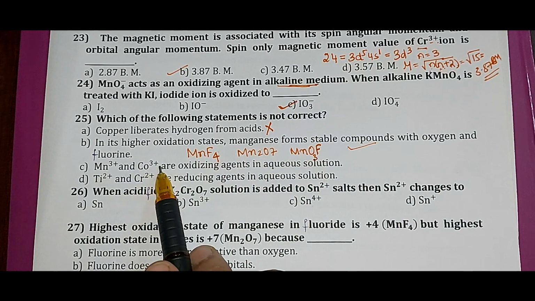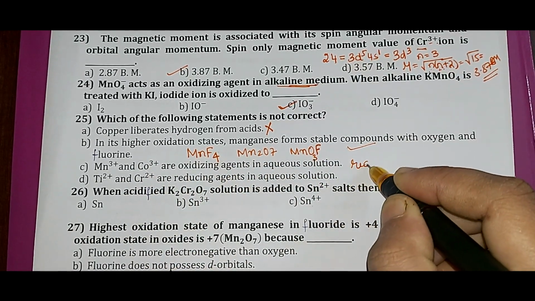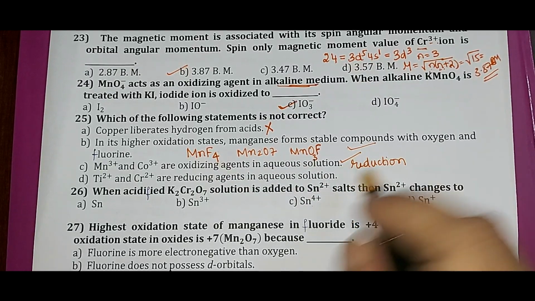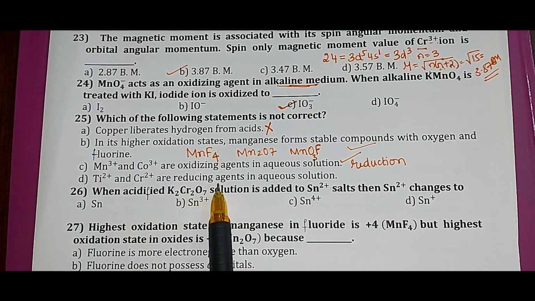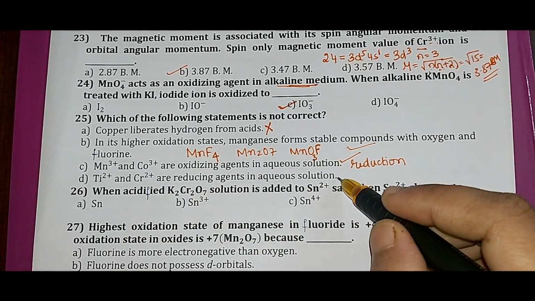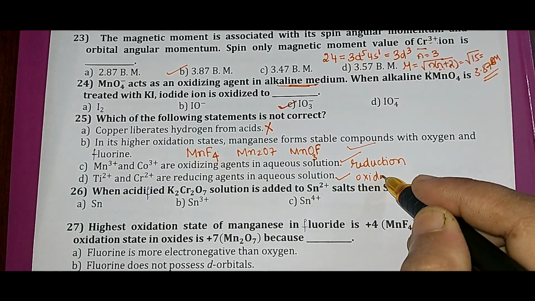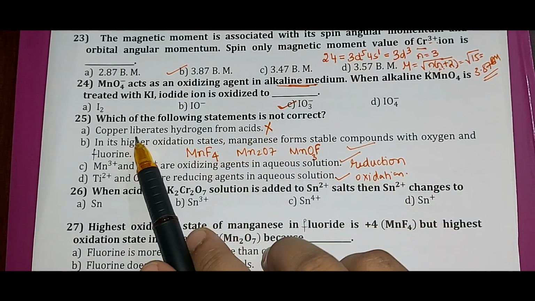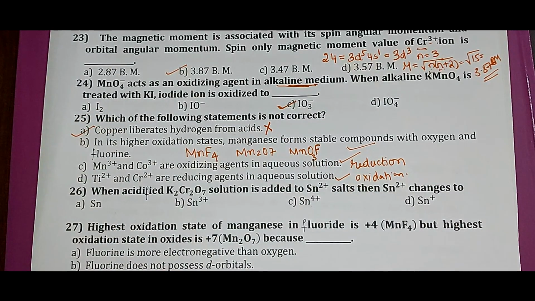Mn3+ and Co3+ are oxidizing agents. That means they have the tendency to undergo reduction further. Yes, it is true, they act as oxidizing agents. Ti2+ and Cr2+ are reducing agents. That means they have a tendency to further undergo oxidation reaction, and hence this is also a correct statement. Which is not correct is statement 1, that is, copper liberates hydrogen from acid. So the correct answer is option A.